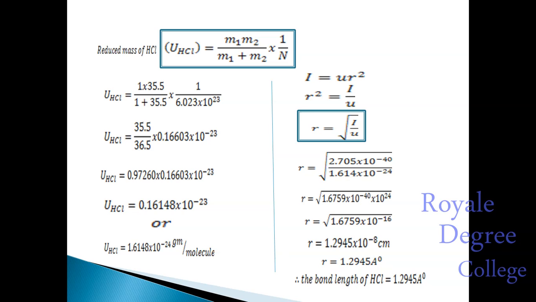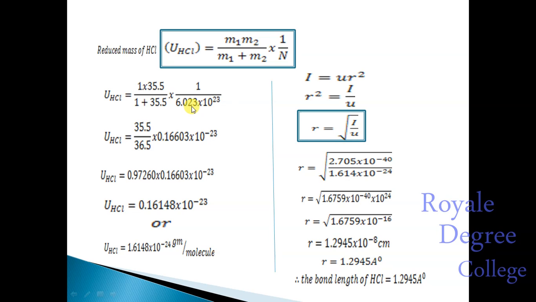Now look at this formula, reduced mass of HCl. For HCl we are calculating the reduced mass. The formula is m1 into m2 divided by m1 plus m2, into 1 by N. N is here the Avogadro number, m1 is the mass of hydrogen, and m2 is the mass of chlorine. Mass of hydrogen is 1 and mass of chlorine is 35.5, divided by 1 plus 35.5, into 1 by N. N is the Avogadro number, its value is constant, 6.023 into 10 to the power 23.